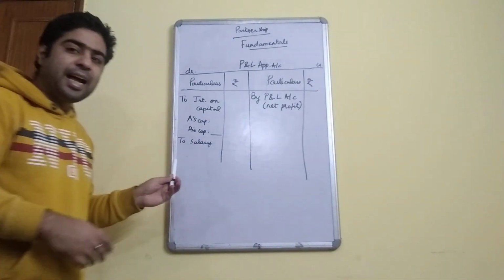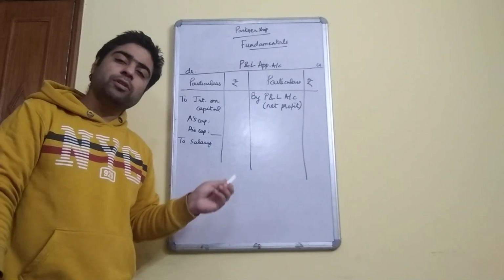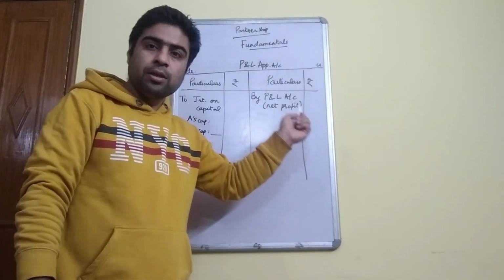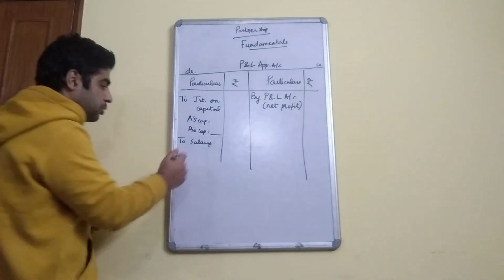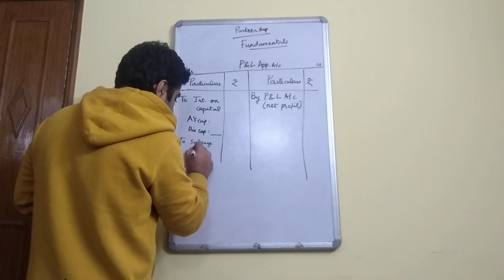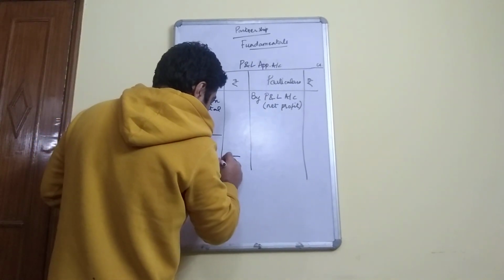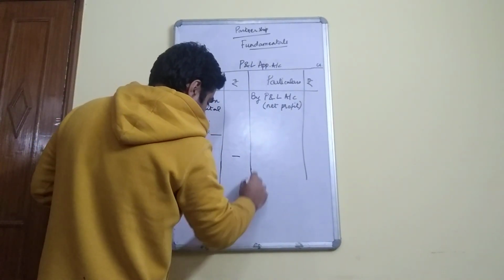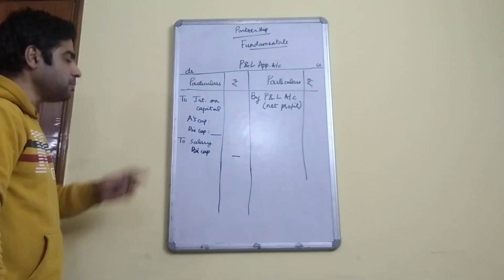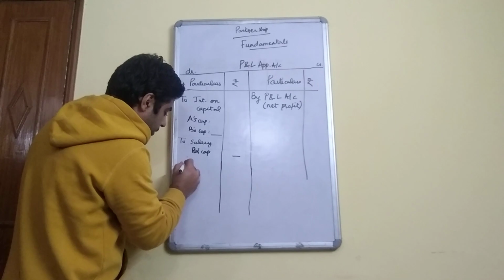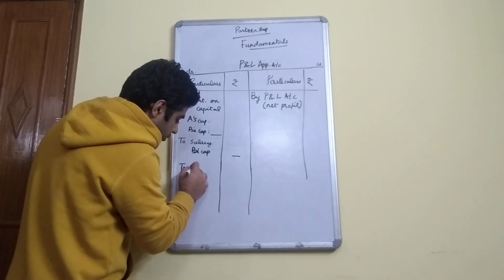So now that salary is again to be paid by the firm out of the net profits. As a result, we'll show here salary to B's capital, and we'll put that amount here. Apart from salary, the other component in the profit and loss appropriation account is commission.